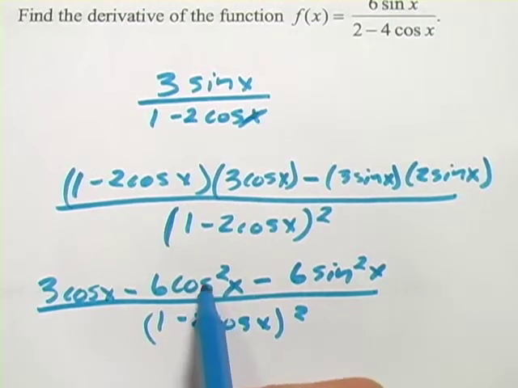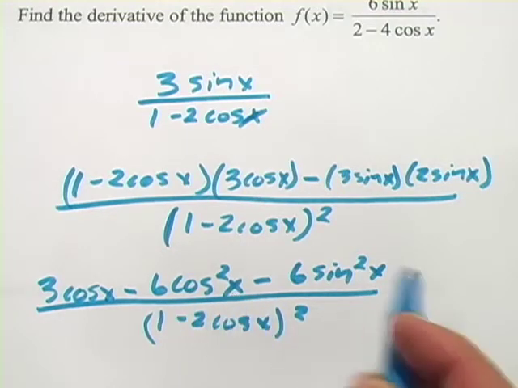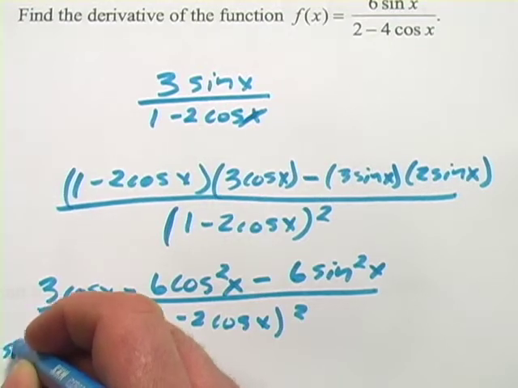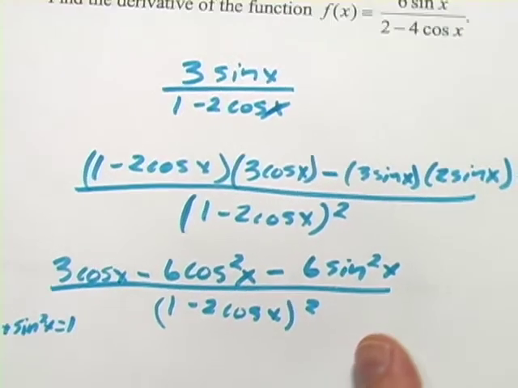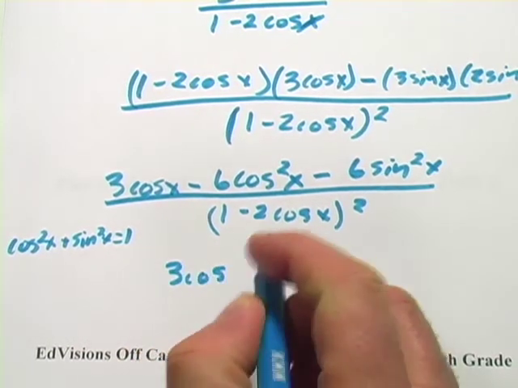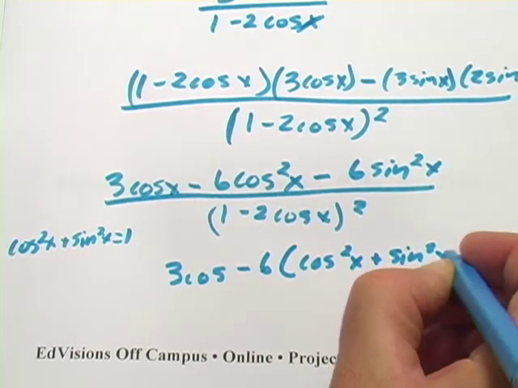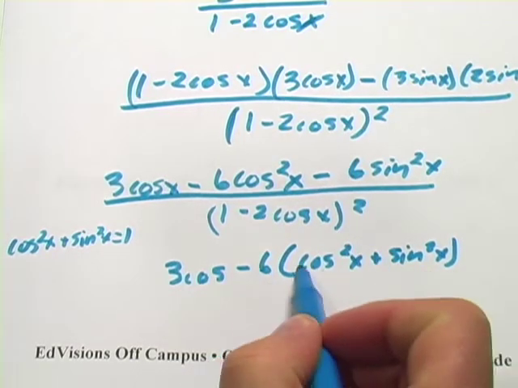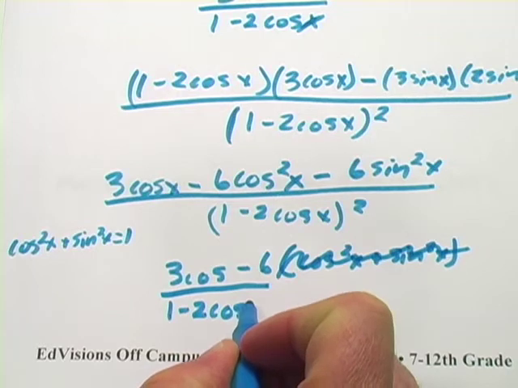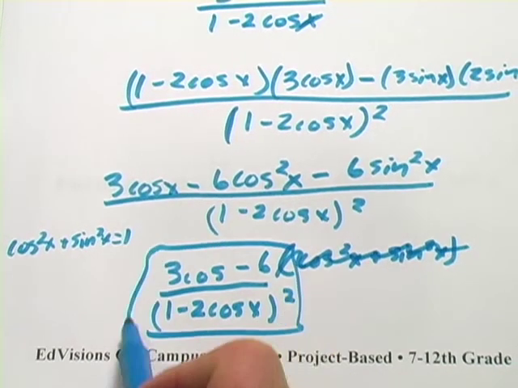Now whenever you see a cosine squared x and a sine squared x hanging out in the same area, you want to see if you can manipulate it so that you get cosine squared x plus sine squared x, because the Pythagorean identity tells us that cosine squared x plus sine squared x equals 1. And that's simpler. So we want to do that. So if I factor out a negative 6 here, I would get 3 cosine x minus 6 times cosine squared x plus sine squared x. But that is just 1. And negative 6 times 1 is just negative 6. So all of this just goes away. And then I have my 1 minus 2 cosine x quantity squared on the bottom. And I think that's as simple as I am going to make it in this case. So that is going to be our answer.